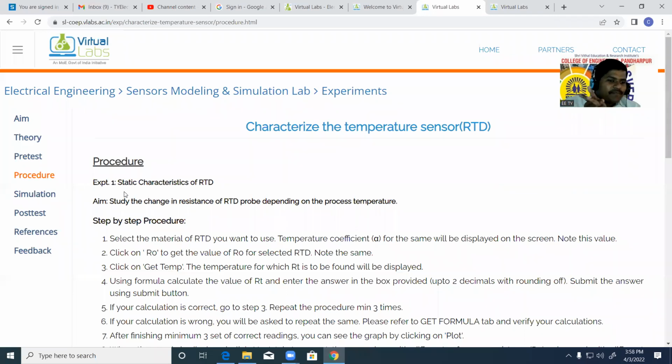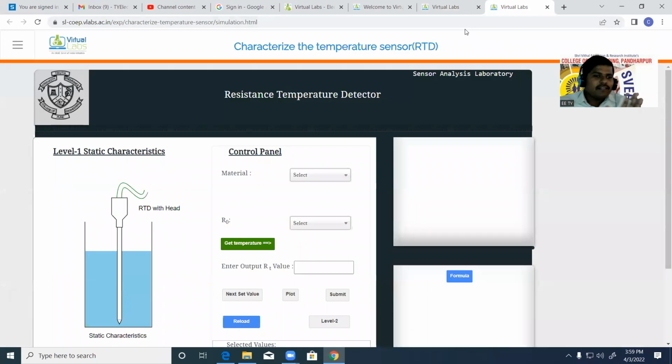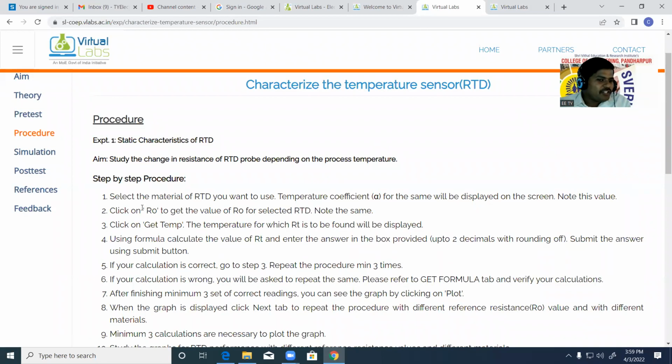We want to understand static characteristics, to study the change in resistance of the RTD probe depending on the process temperature. So resistance will depend on temperature. We want to understand the characteristics. Side by side we are performing this experiment in Simulink. Here is the experiment window, the resistance temperature detector is there, and here is the procedure.